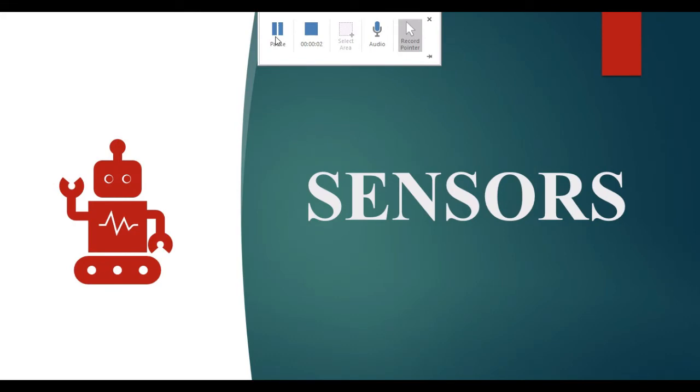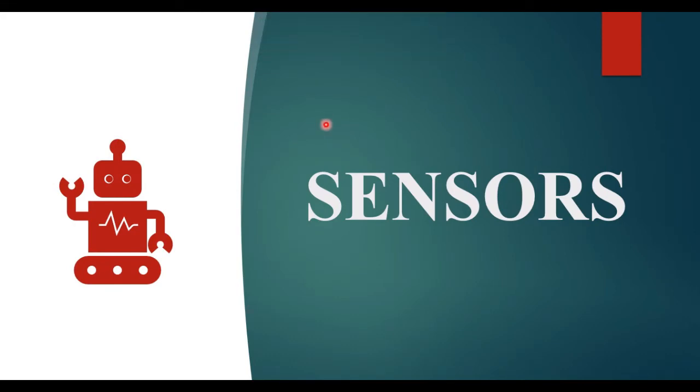Hello everyone. Today we are going to learn about sensors. In the human body we have different types of sense organs, right? Each and every sense organ is used to sense the surroundings from outside and give the input to the brain.